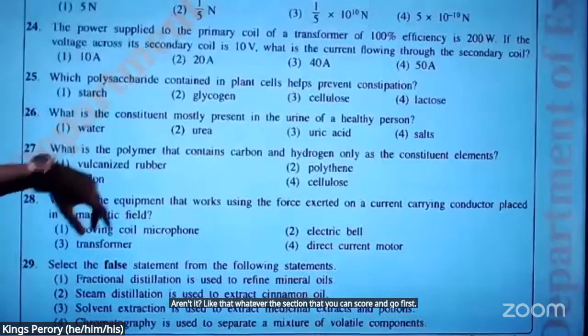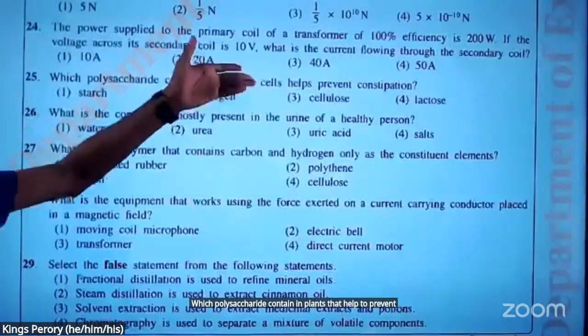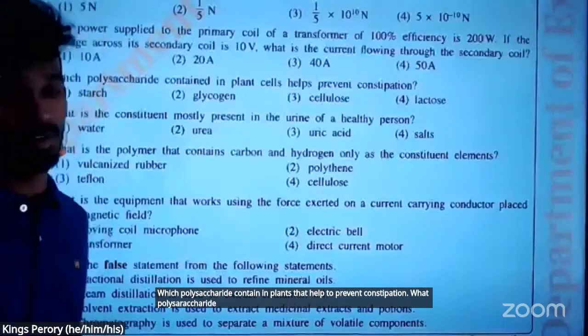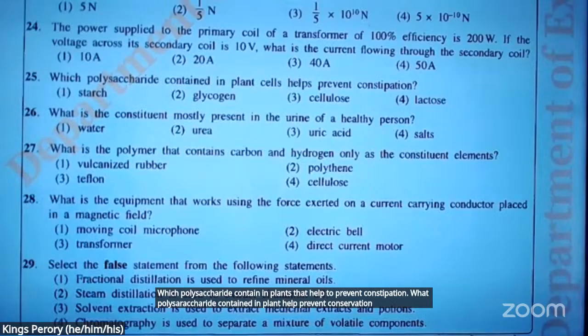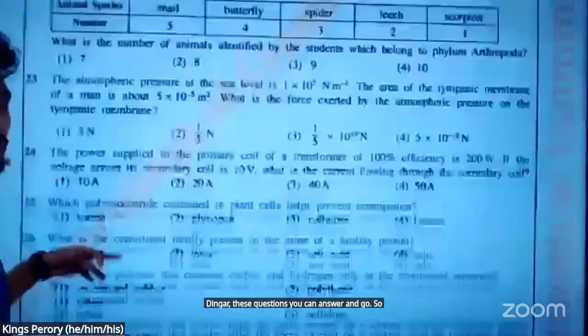Which polysaccharide contained in plants helps to prevent constipation? What polysaccharide contained in plants helps to prevent constipation? Cellulose. These questions you can answer and go. So whatever the questions that you can score.